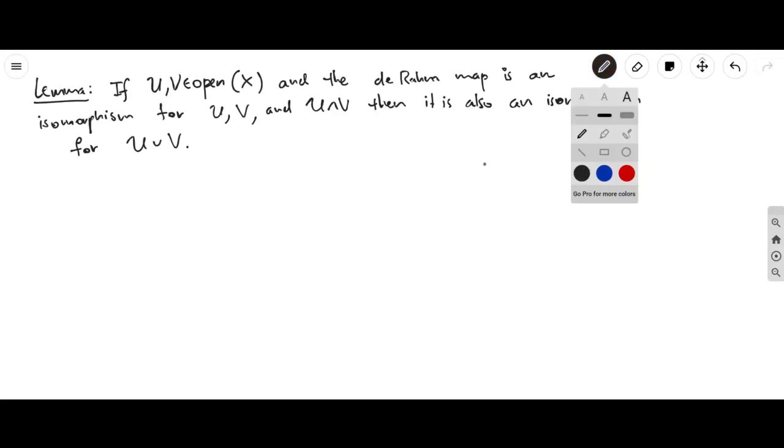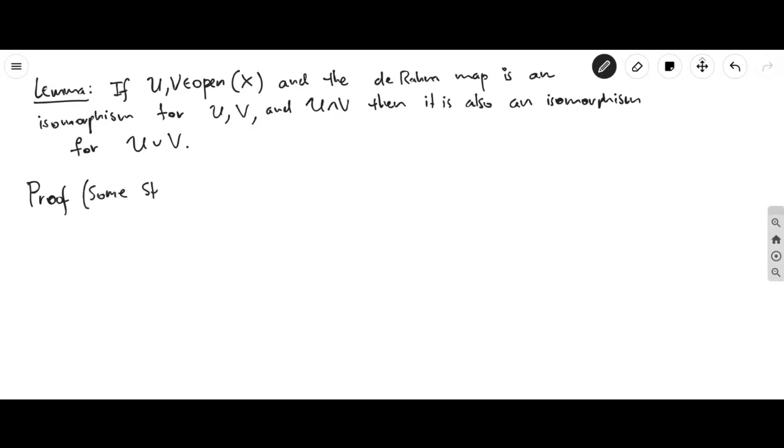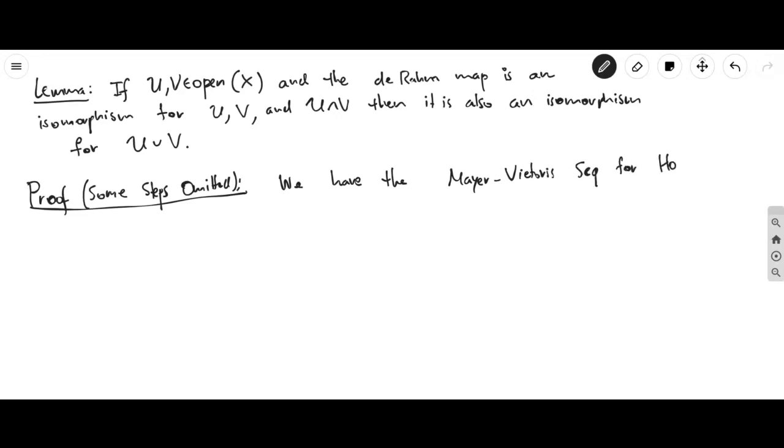This is going to be a proof with some steps omitted. I'll have most of the steps there, but you have to carefully think through why some of the claims work. But the idea is going to start with this. We have the Mayer-Vietoris sequence for homology and cohomology. So we have two sequences.